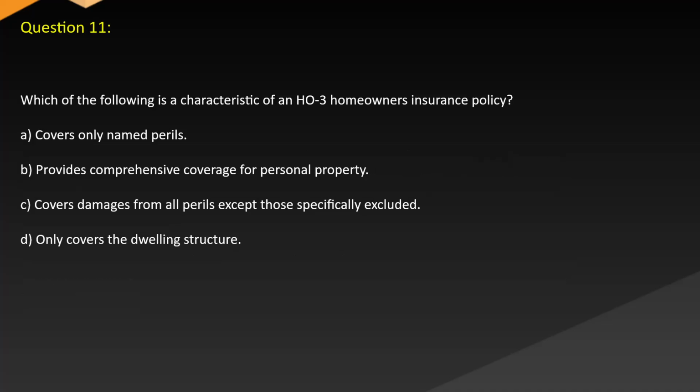Question 11. Which of the following is a characteristic of an HO3 homeowners insurance policy? A. Covers only named perils. B. Provides comprehensive coverage for personal property. C. Covers damages from all perils except those specifically excluded. D. Only covers the dwelling structure.